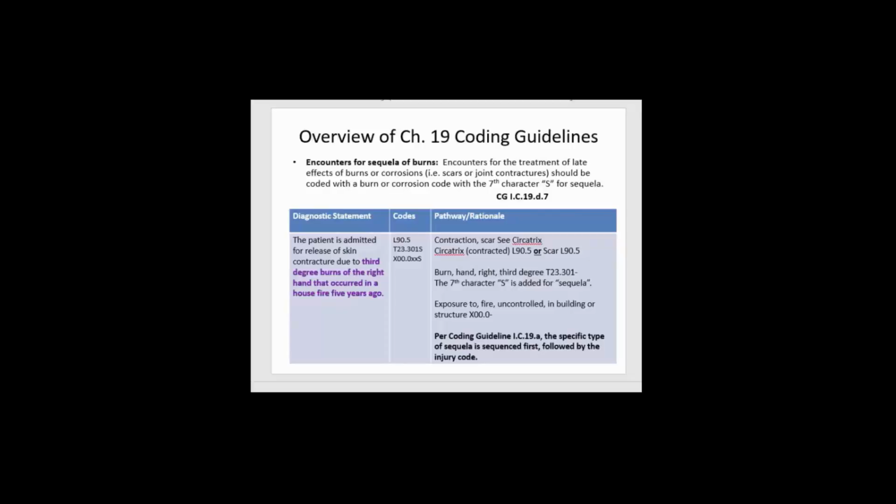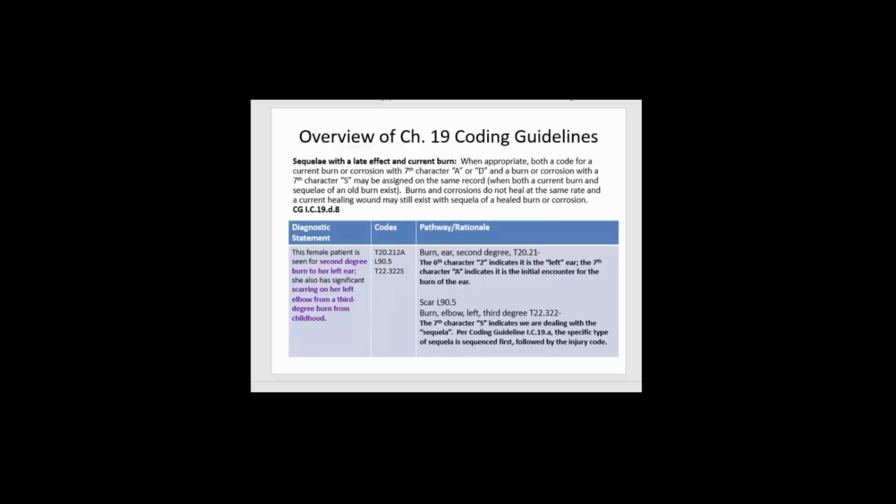Per the coding guideline, back in A, the specific type of sequela is sequenced first, followed by the injury code. So in this case, we're coding a release of skin contracture. Your skin contracture is your sequela. That's going to be coded first. Then your burn, then your external cause.